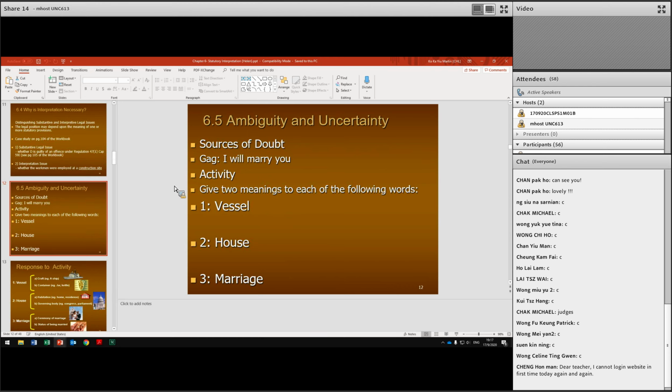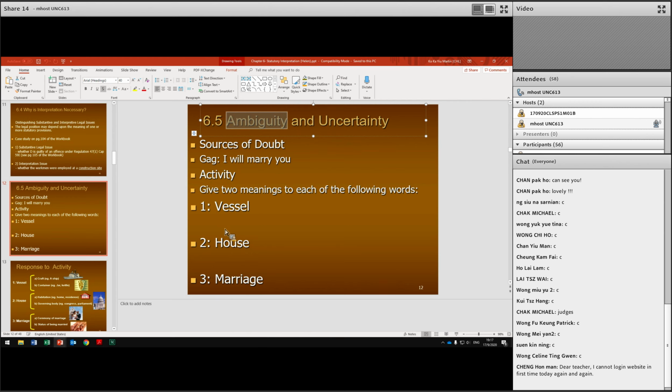So, sources of doubt. We have two major ones. The first one is ambiguity, and the other is uncertainty. Ambiguity means that sometimes the meaning is not so clear. Sometimes people use the same term, but the meaning is not clear. One of the reasons is that many terms have more than one meaning.